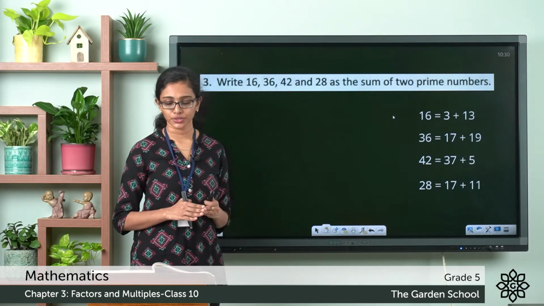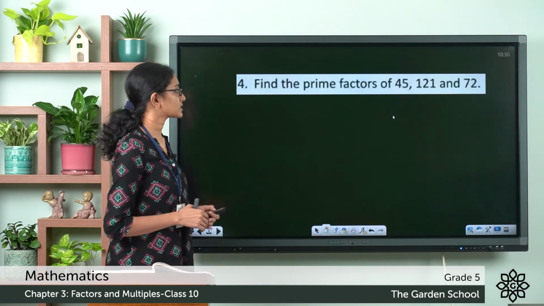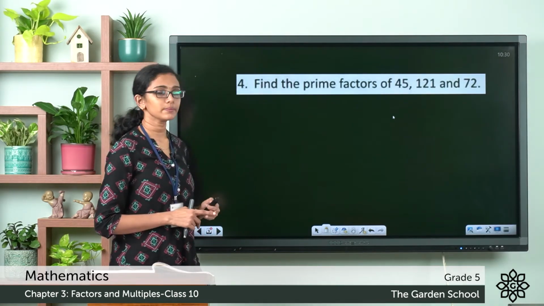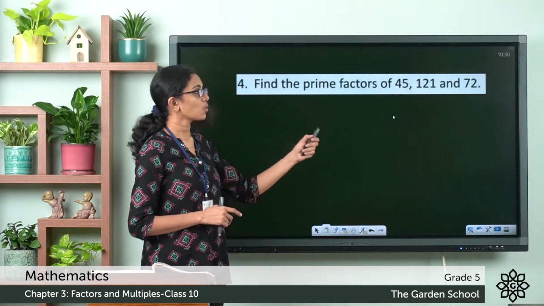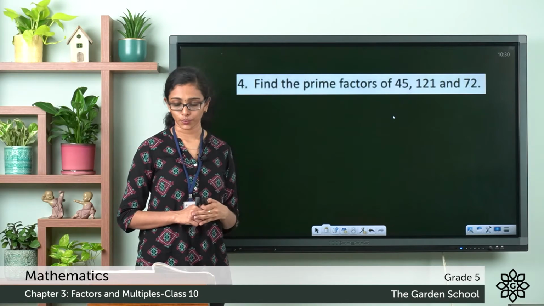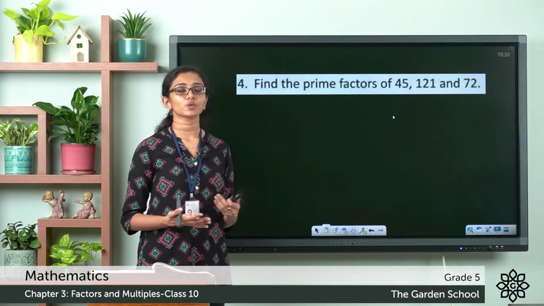So I hope this is clear to you. Let's discuss the next question. It says find the prime factors of 45, 121 and 72. So what do you mean by factors of a number?